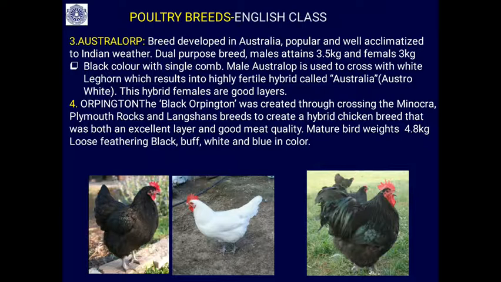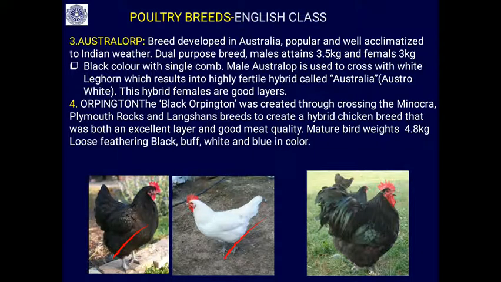Then Australorp. This breed was developed in Australia. It also belongs to the English class and is popular and well acclimatized in Indian weather now. A dual purpose breed. Males attain 3.5 kg and females 3 kg. Black color, single comb. The male Australorp is crossed with white leghorn to produce a highly fertile hybrid called Astro White. The hybrid females are good layers.